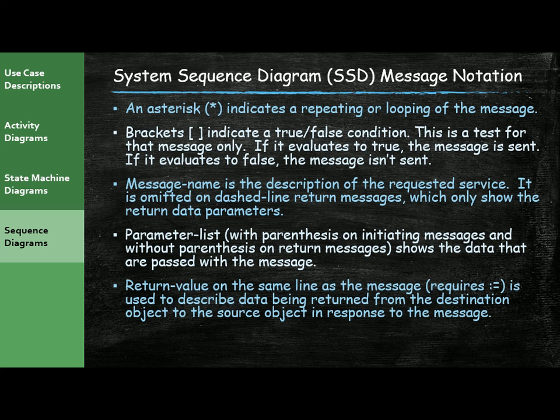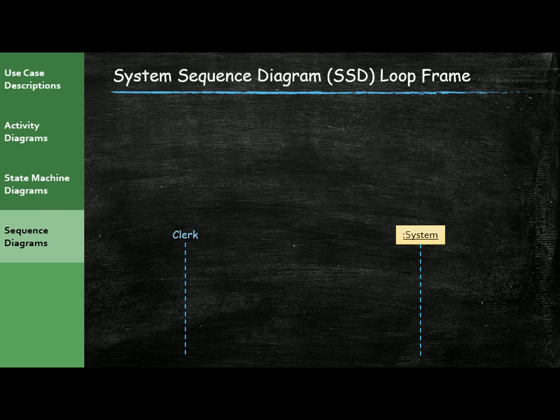So, and then we have a return value on the same line as the message requires a := sign, so it's an alternate syntax for the return value. So our return value can either be a dotted line showing the return, or we can indicate that we expect to get a return to that message with the equal sign. So we'll see an example of that in just a few minutes.